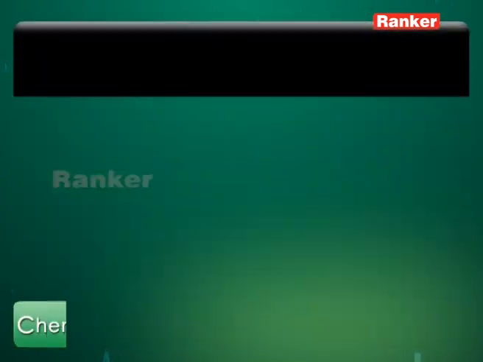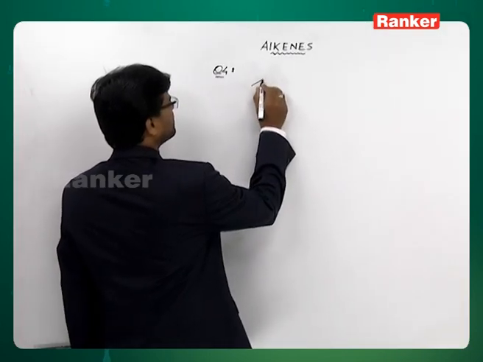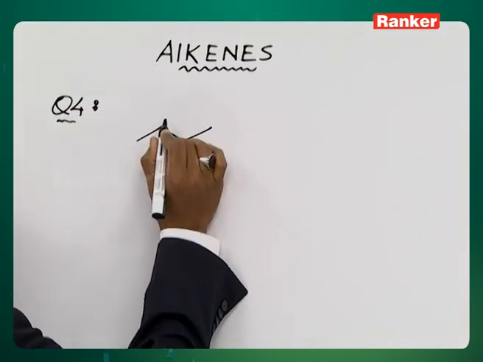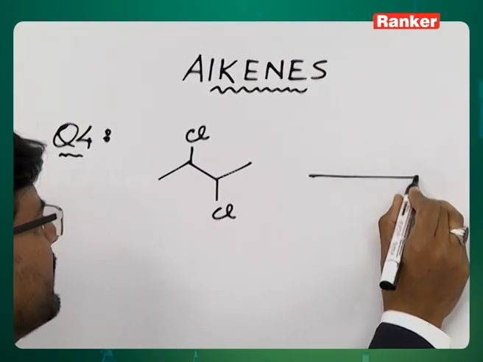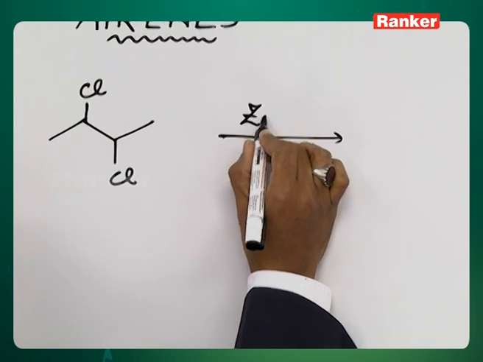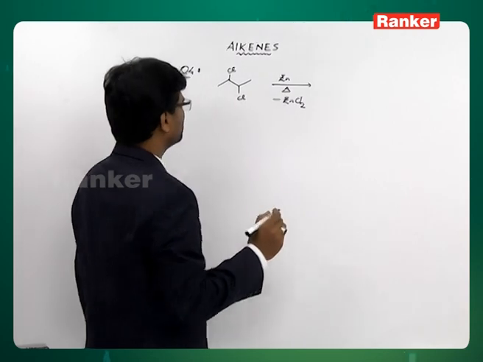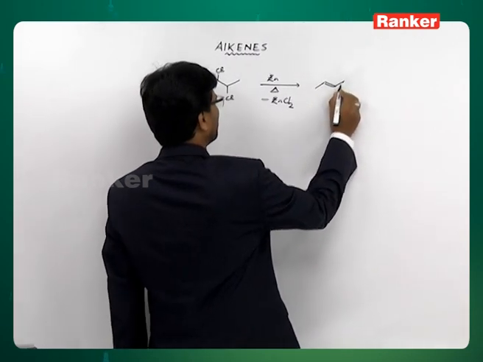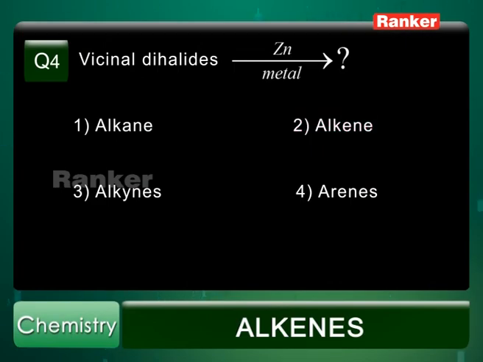Question number 4. Vicinal dihalides, when they are treated with zinc metal, what do you get? Options are alkane, second option alkene, third option alkynes, and fourth option arene. Look at this. This is a vicinal dihalide. It has 2 halogen atoms on adjacent carbon atoms. When this is heated with zinc dust, you lose halogens as ZnCl2 and you end up with alkene. So, the correct answer is the second option, alkene.